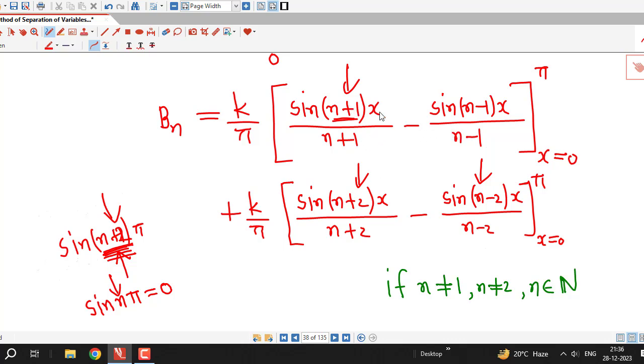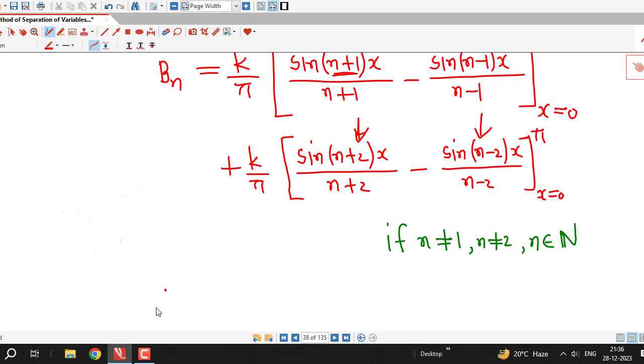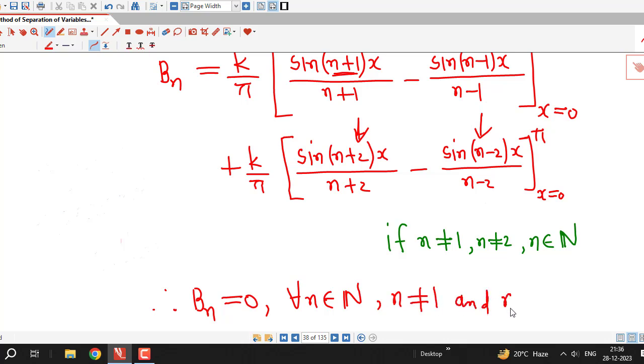Now for the lower limit, if we take x equal to 0, I will get sine 0 here, same thing in all these terms. So Bn will become 0 for all values of n except n equal to 1 and n equal to 2. So now I am writing that, therefore, Bn equal to 0 for all n belonging to N where n is not equal to 1 and n is not equal to 2.